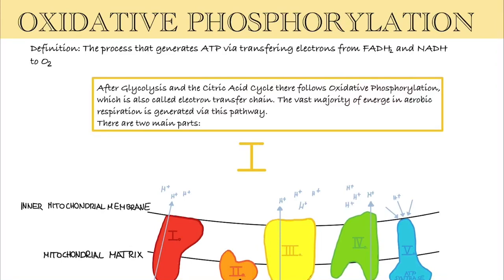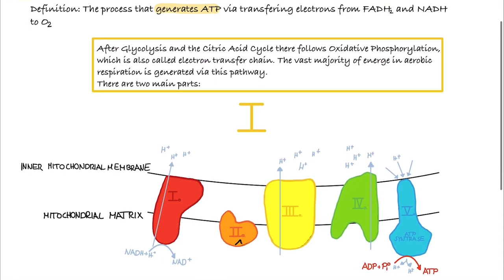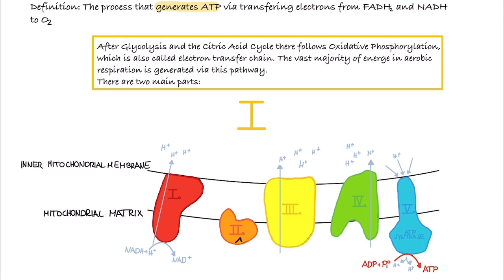This time we're talking about oxidative phosphorylation, which is the process where the vast majority of ATP within aerobic respiration is generated. And this is done by transferring electrons from molecules like FADH2 and NADH to oxygen.